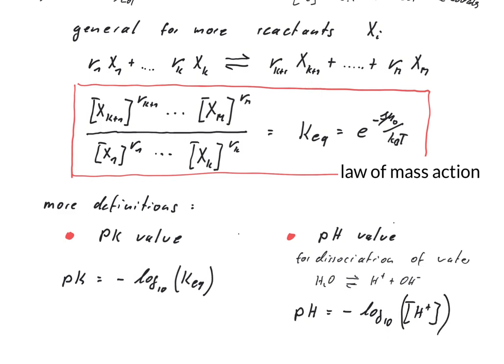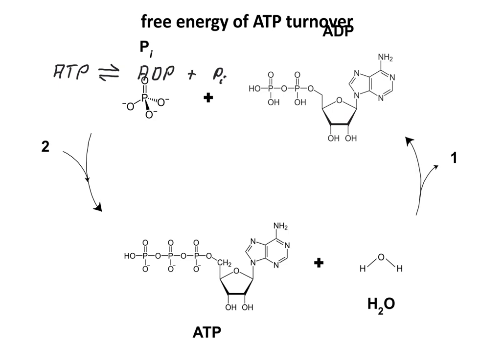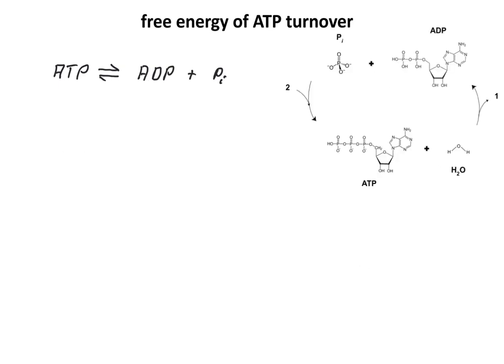Okay, so finally we're set to turn to the real question we started with. And that relates to the free energy of the ATP turnover, the energy unit in a cell. So in the ATP cycle, we saw that there is an equilibrium between ATP, adenosine triphosphate, with ADP, adenosine diphosphate, plus some inorganic phosphate.